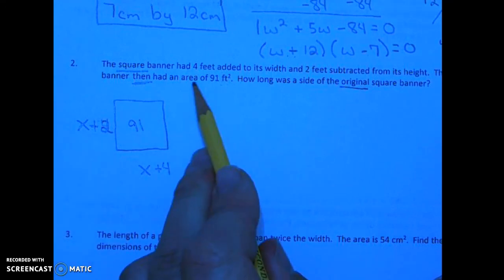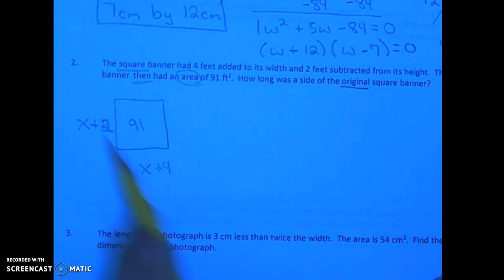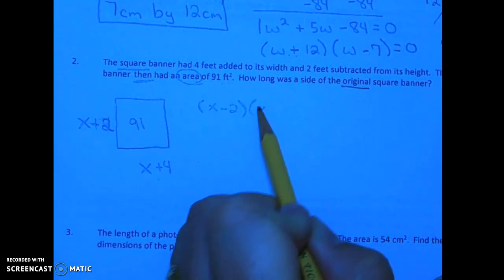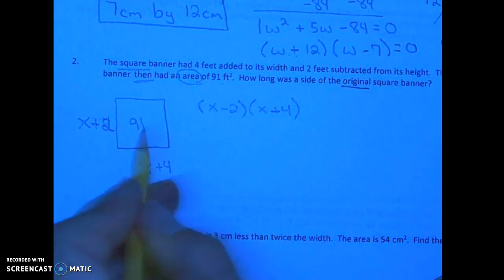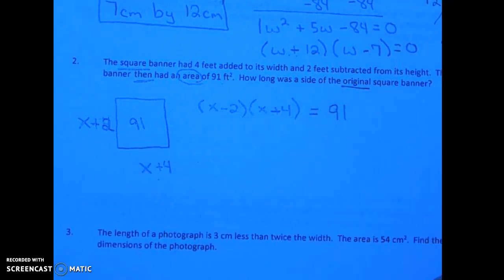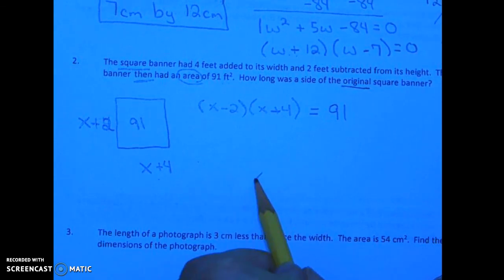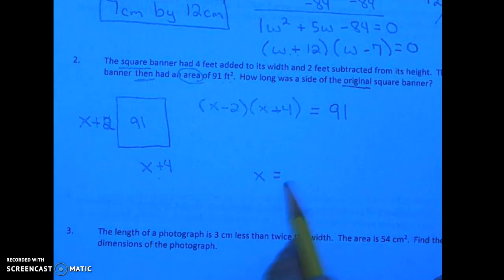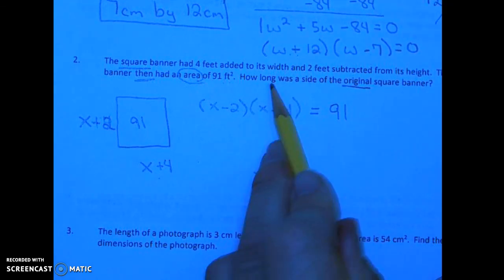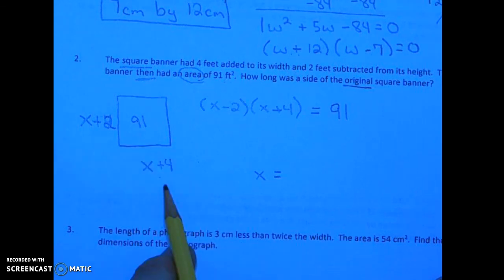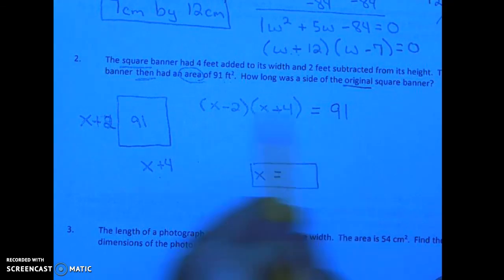So again, we're given the area, so the formula is length times width. So x minus 2 times x plus 4. And that's going to be equal to our area of 91. And we want to go ahead and solve this for x using whatever method you want to use. And then it says how long was the side of the original square banner. So we would not have to plug this in because this would be the new banner. The original banner was x by x. So how long was the side of the original square banner? Well, it's going to be whatever x equals once you solve this equation.